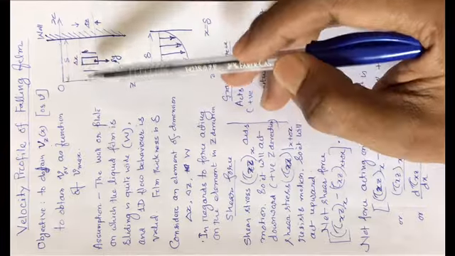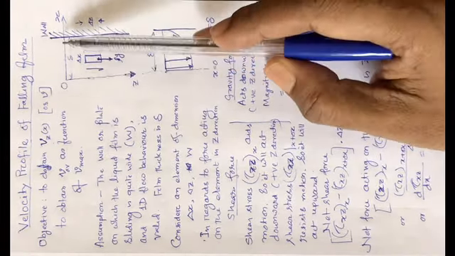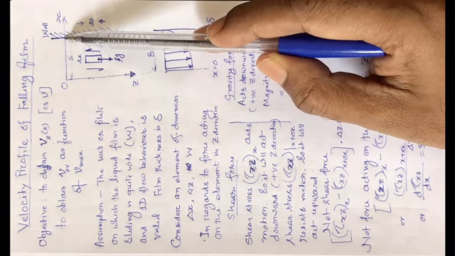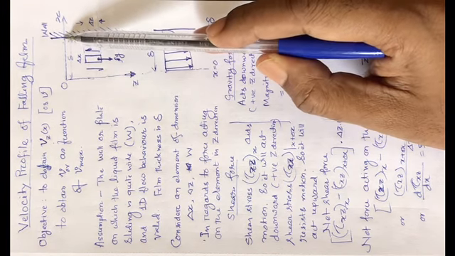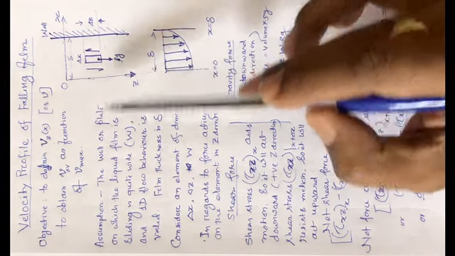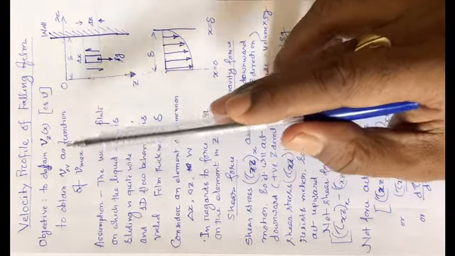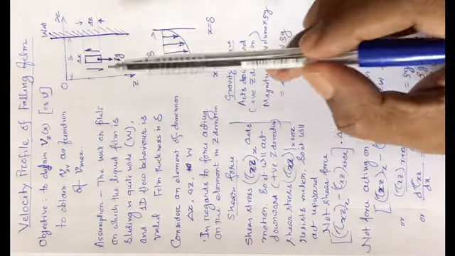Here we have to identify that the maximum velocity will occur at the surface and the minimum velocity will occur at the interface. Minimum velocity will be 0 and maximum velocity will be Vmax. So now what is the ratio of Vmax to V average? We are going to get it.